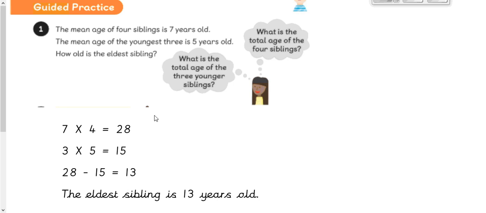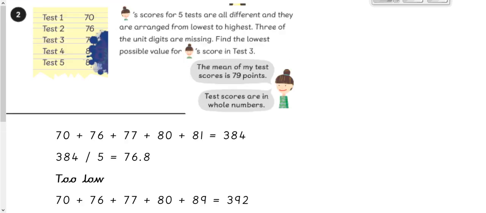Because this was 3 siblings, this was 4 siblings, there's only 1 sibling with this age. There's only 1 sibling making the difference, so that sibling is 13 years old. So we just did the inverse: times it, took them away. This one here was a little trickier. It involved a bit of trial and error, but we could get there.